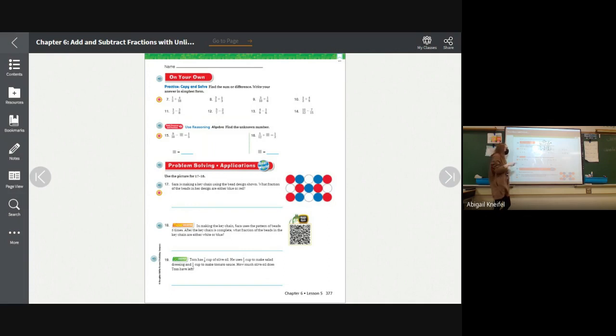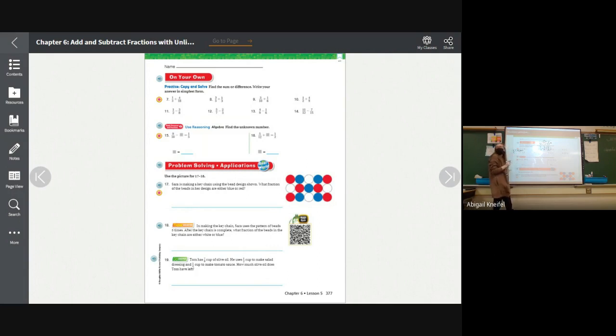Find the least common denominator. So first I'm going to list multiples of 2. 2, 4, 6, 8, 10, 12. Sorry, I just forgot how to count by 2s for a second. And now I'm going to list multiples of 8. 8. Do I need to continue?